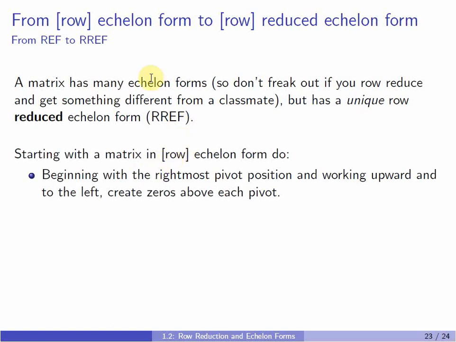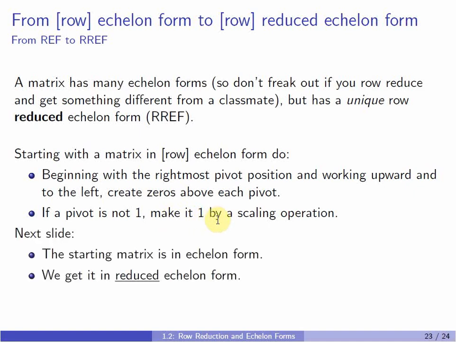So what do you do? Well, first off, you take the matrix and get it into echelon form, as we have done. Once you have a matrix in echelon form, you start from the lower right. Starting at the rightmost pivot position, you work upwards and then move on to the left and create zeros above each pivot. After your scaling, right? You do all these scalings to make sure that you have 1s for leading entries instead of any other non-zero number. And we'll see an example on the next slide.